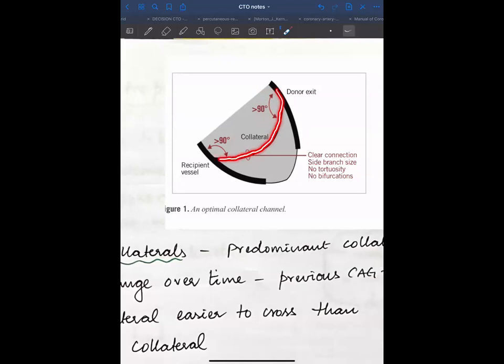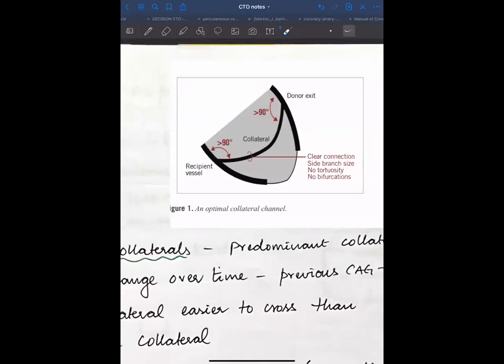And then when it is going into the recipient vessel, it should again have an obtuse angle to be able to enter it easily. So the site: no tortuosity, no bifurcation, a good size and a clear connection. These are the optimal collateral channels.